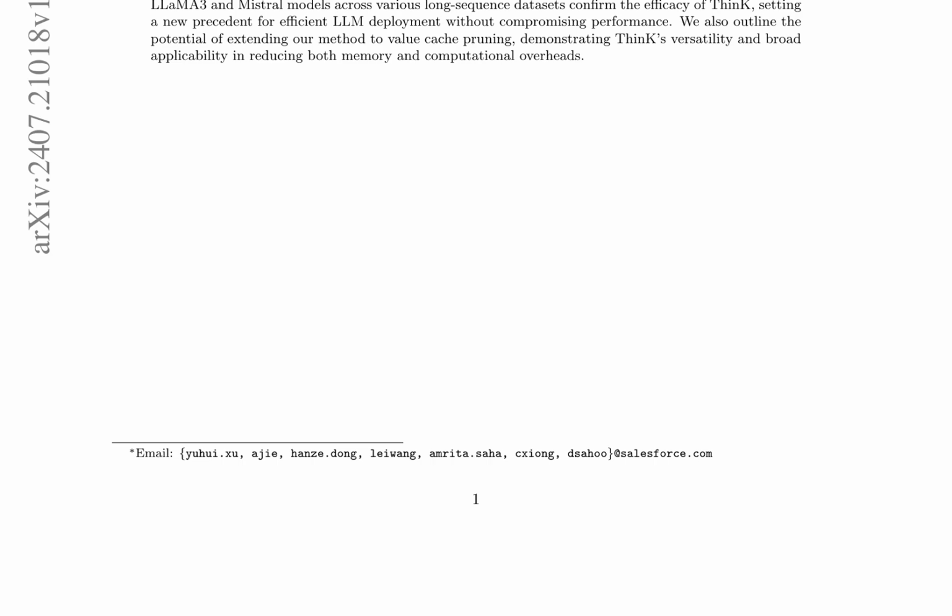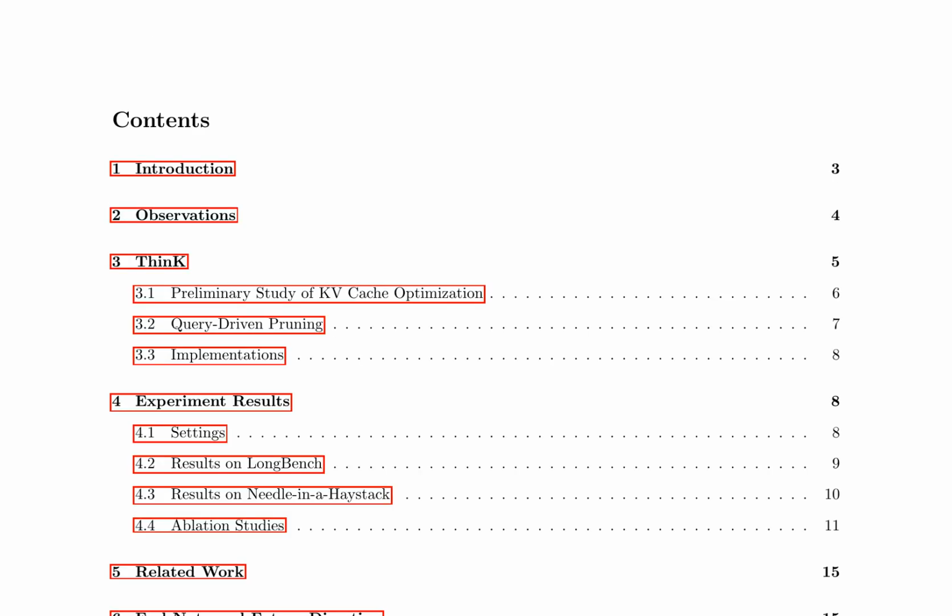Observations. The authors observe that the channel dimension of the KV cache exhibits significant redundancy, characterized by unbalanced magnitude distribution and low-rank structure in attention weights. This redundancy can be leveraged to reduce memory costs without compromising model accuracy.